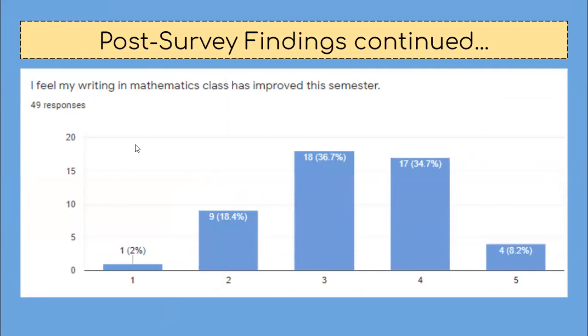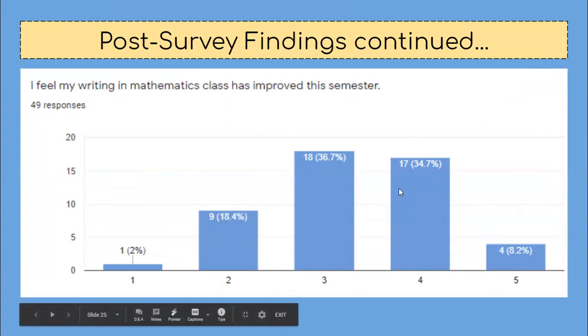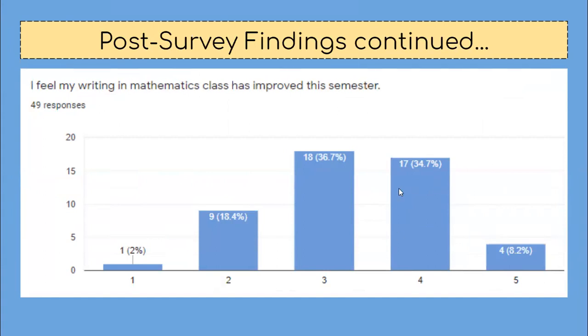So when I did the post survey, I did add a question and I asked if students felt that their writing in mathematics class had improved this semester. And in the 49 responses that I got, a majority of the students leaned towards the strongly agree side. And I could see a lot of that in their work too.